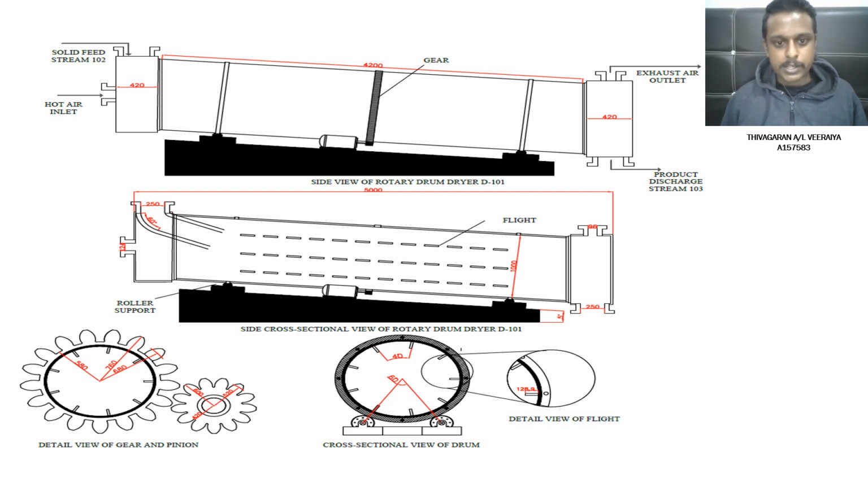This is the mechanical drawing of the rotary drum dryer. The top figure shows the side view of the rotary drum dryer, which shows the stream in and stream out, and then the outside gear.